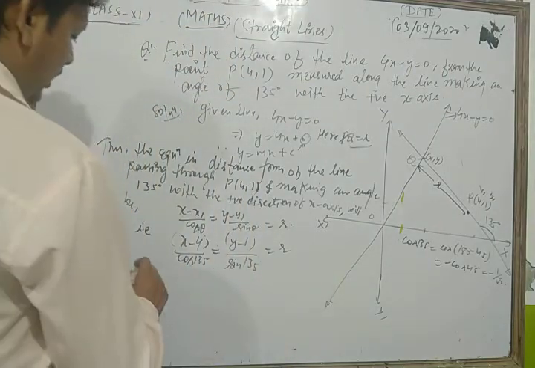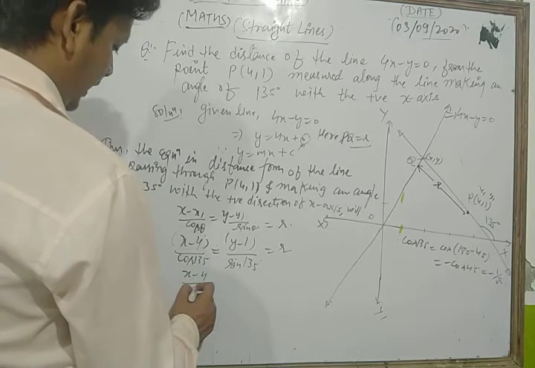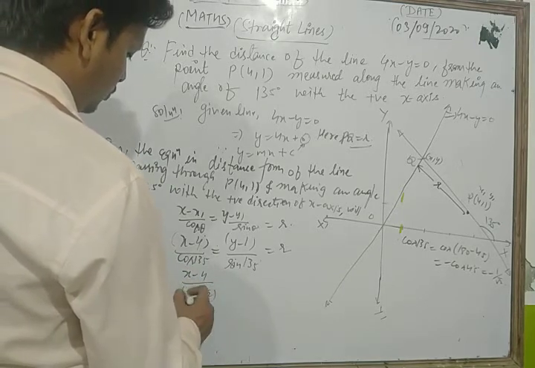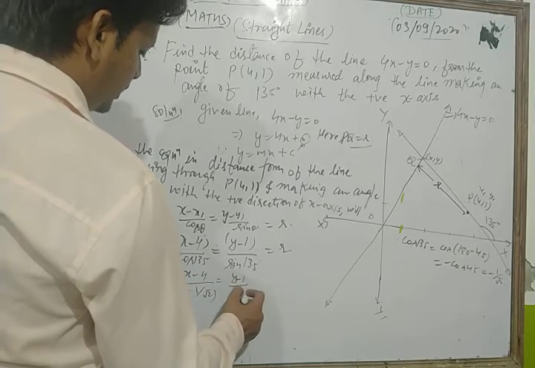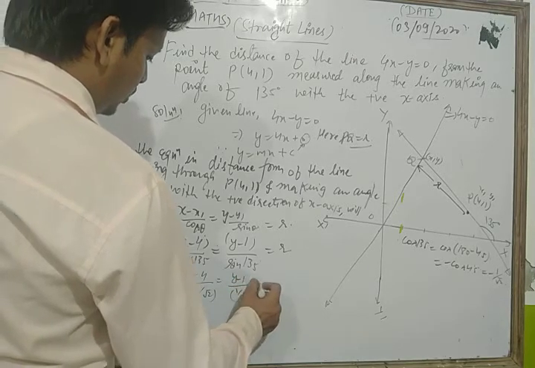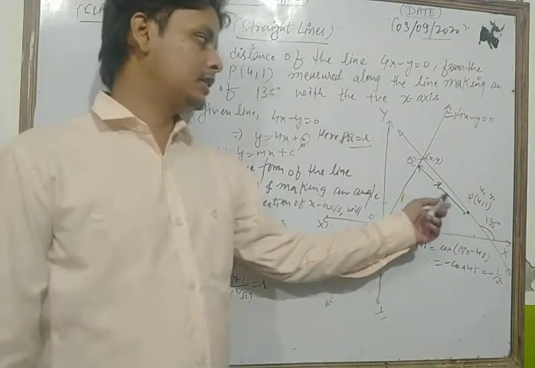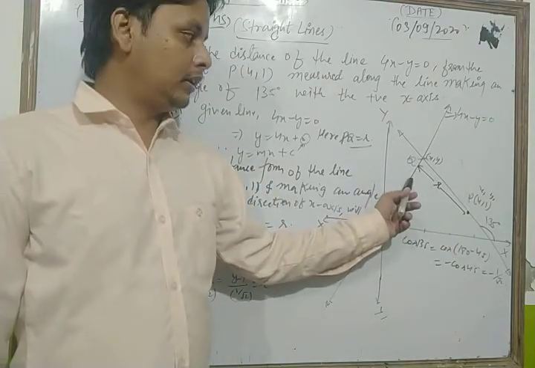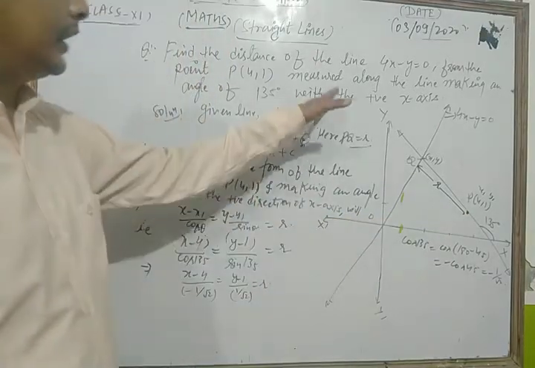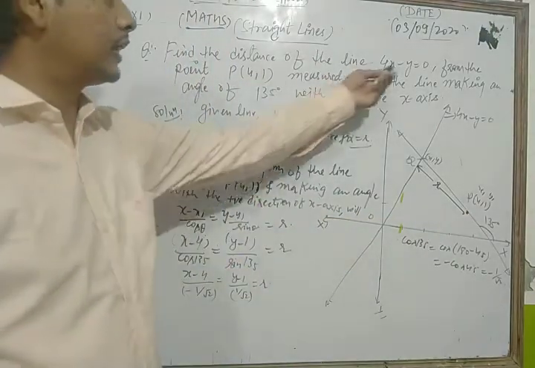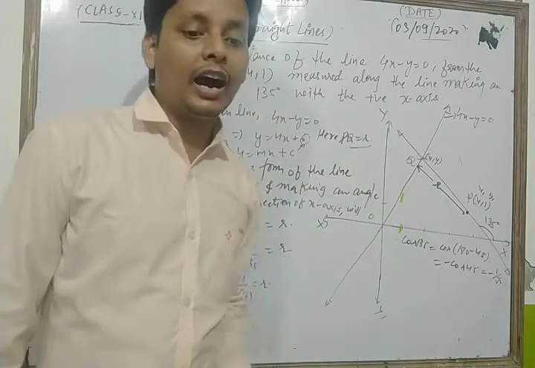So here we put (x minus 4) upon minus 1 upon root 2 is equal to (y minus 1) upon plus 1 upon root 2 is equal to r. Here r will be the distance of that line from the point P(4, 1), which we find in that question.